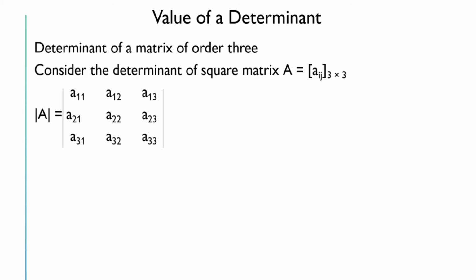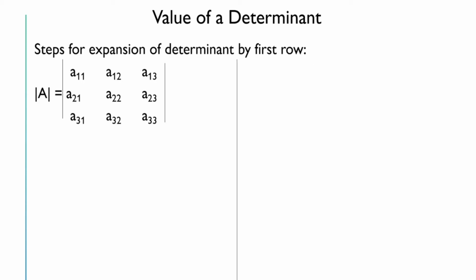Now we will see how to find the value of a determinant of a matrix of order 3. Consider the square matrix A equal to Aij of order 3. Then we can write the determinant of A as the determinant of these elements A11, A12, A13, A21, A22, A23, A31, A32, A33. Now we'll see the steps to find the value of this determinant by expanding along the first row.